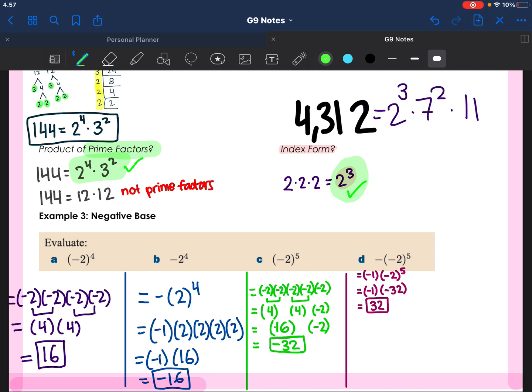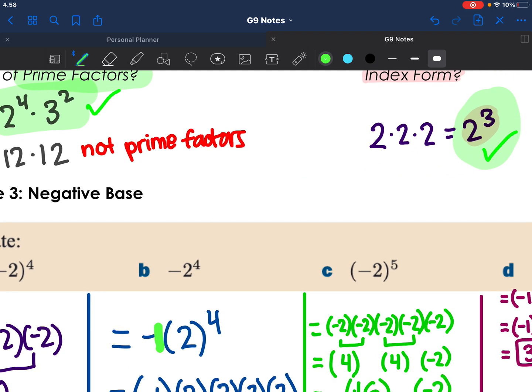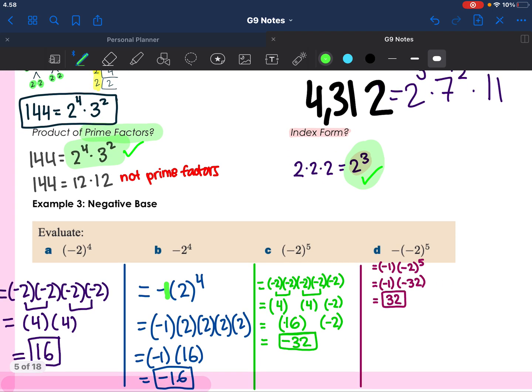Okay, so B here, it looks similar. It says negative 2 to the power of 4, but there are no parentheses. So what does that mean? That means we have a negative outside, negative 1. Remember the invisible math. Negative 1 times, there's an invisible parenthesis around the 2. So negative 1 by itself, and then 2 by itself, to the power of 4. What we're multiplying by itself is 2, not the negative 1. The negative 1 is outside by itself. So we multiply that out, that's negative 16.